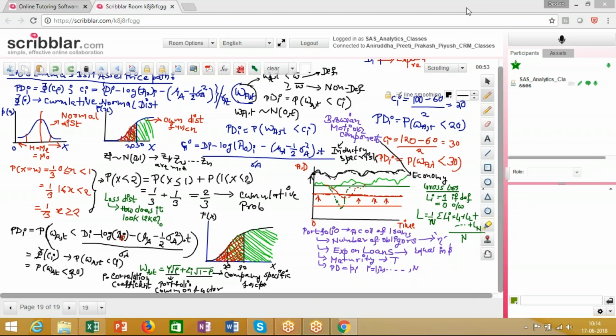So basically, at a very intuitive level, what we need to understand is that there are two components of the Wiener process. One is the portfolio specific risk, and the next is the company specific risk. Till now, we were talking about the riskiness at an obligor level. But now, the next thing we need to do is go back and explain this risk at a portfolio level.